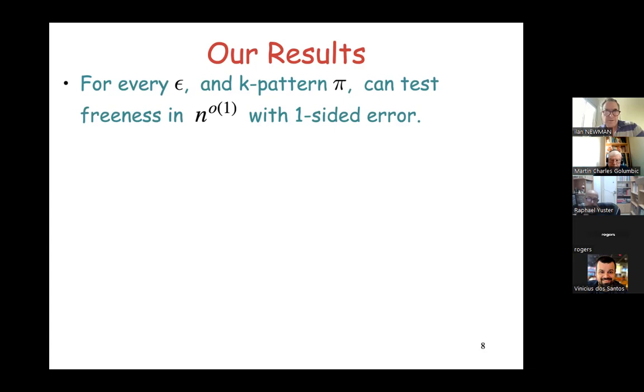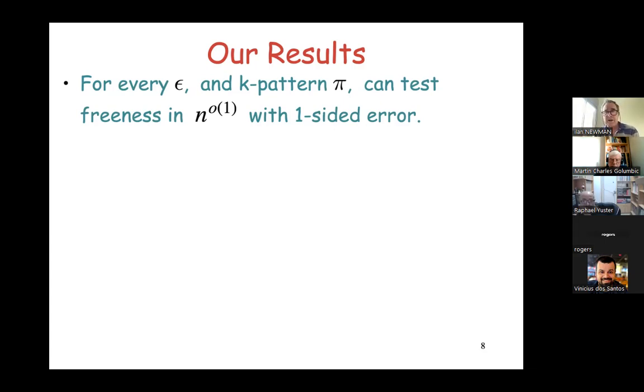Maybe I'll say some words on that in the end if time permits. Okay, so what's the one-sided error? Recall that we want to distinguish between 2 cases: the case where the function has the property, namely it's pi-free in our case, or it's far from being pi-free.